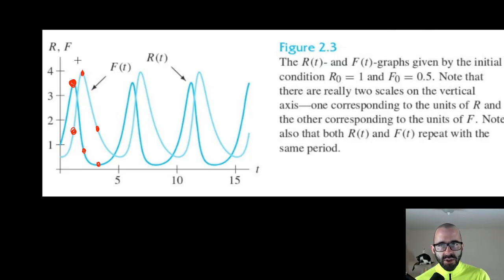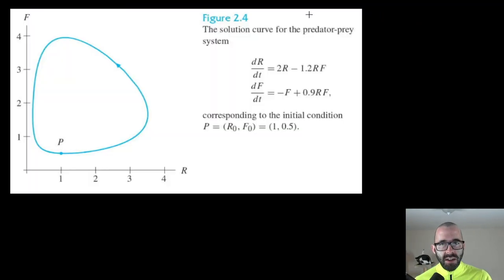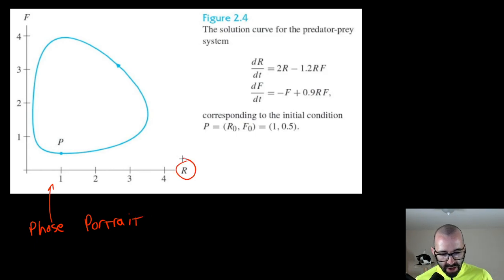Instead of graphing t versus the function value, we can graph what's the relationship between the rabbits and the foxes directly. And when we do that, we get a phase portrait. Okay, so let's notice a few things about this phase portrait. First off, we are in the RF plane here. This shows the relationship of rabbits and foxes. There is no time here.